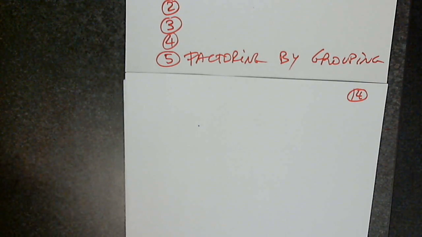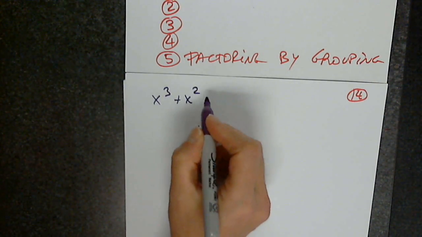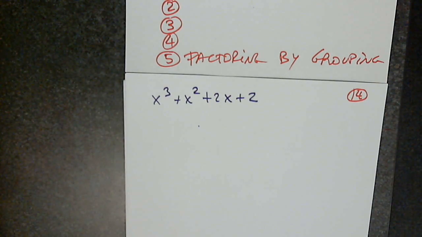On page, oh, I do have my handout first. I'm sorry, I forgot. Okay, here it is. x to the third plus x squared plus 2x plus 2. I'm asking myself, what is it? And the answer is polynomial. The answer is polynomial.